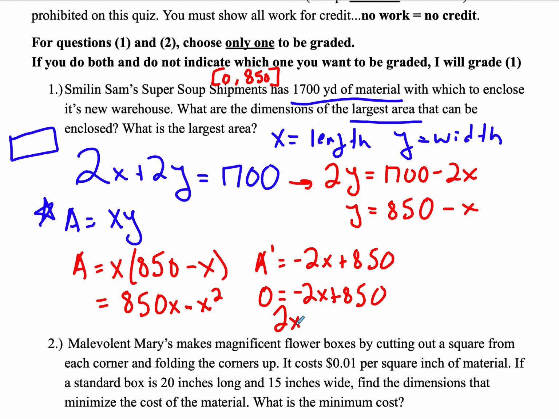So I add 2x to both sides, so 2x equals 850. I divide by 2, and I get x is equal to 425. Beautiful. All right.